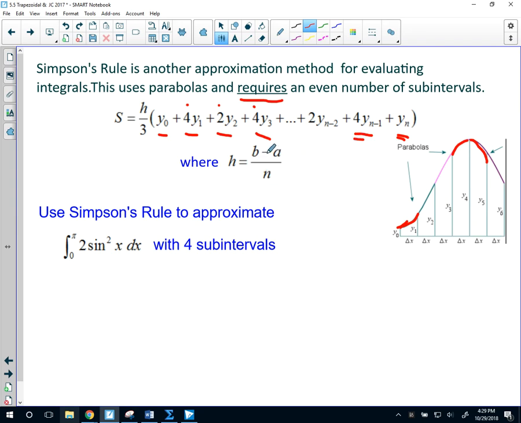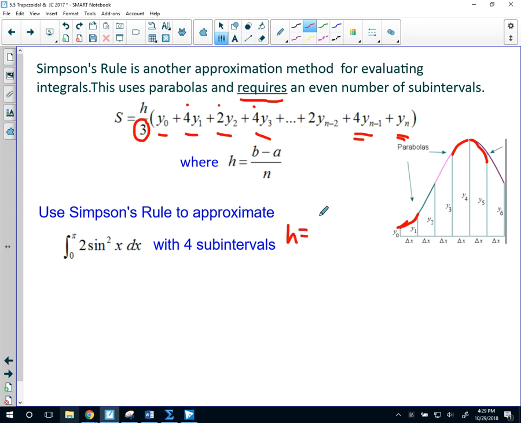The height is actually found by taking the bounds and subtracting them and dividing them by the number of subintervals. So that's actually where the height comes from. And then you take the height and divide it by 3. All right, so for this problem here, we already did this one with the trapezoids, so now we're going to do Simpson's so you can compare them.